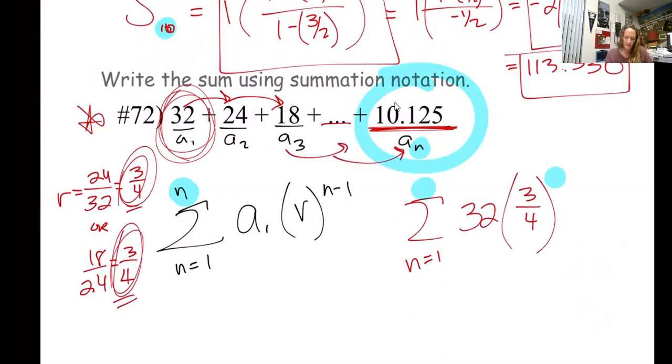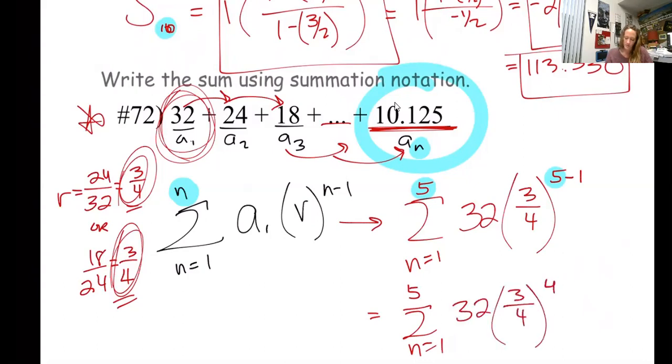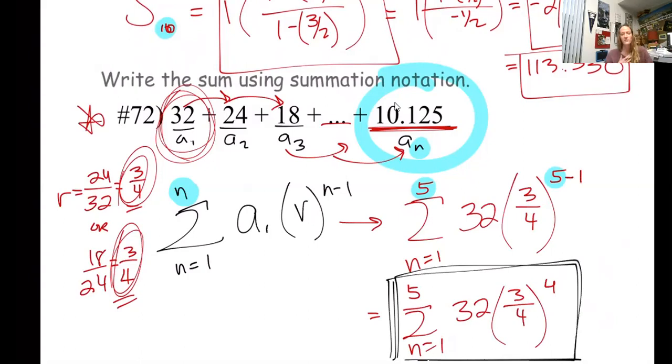And so if I only needed to go twice, this must be the 5th partial sum, or going up to the 5th term. But be careful, isn't it n minus 1? Which would end up actually giving me the proper sigma notation of n equals 1 to 5 of 32, the first term, times 3/4, the common ratio, to the 5 minus 1, which is 4. That would be our final proper simplified sigma notation, or at least our version. There are different ways of writing that.